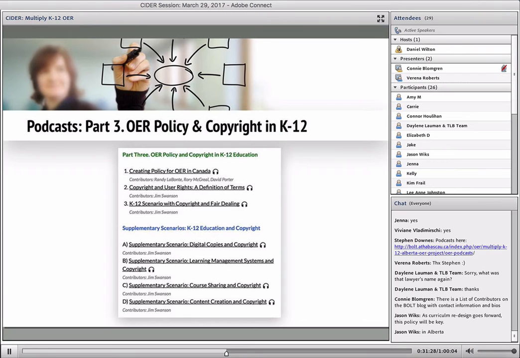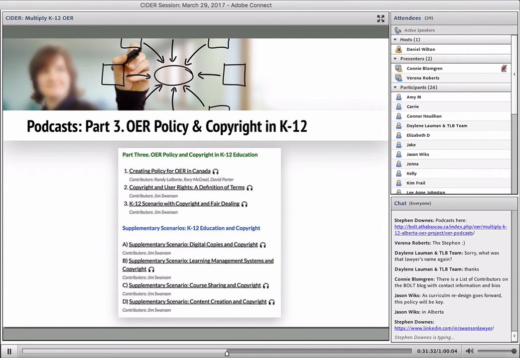In Alberta. Thanks, Jason. As curriculum design, this policy will be key. Yes, exactly, Jason. And I'm so glad that you said that. This is really important in the direction of the future curriculum. And so that's why it's really great to see an environmental scan of the potential and what we can do.